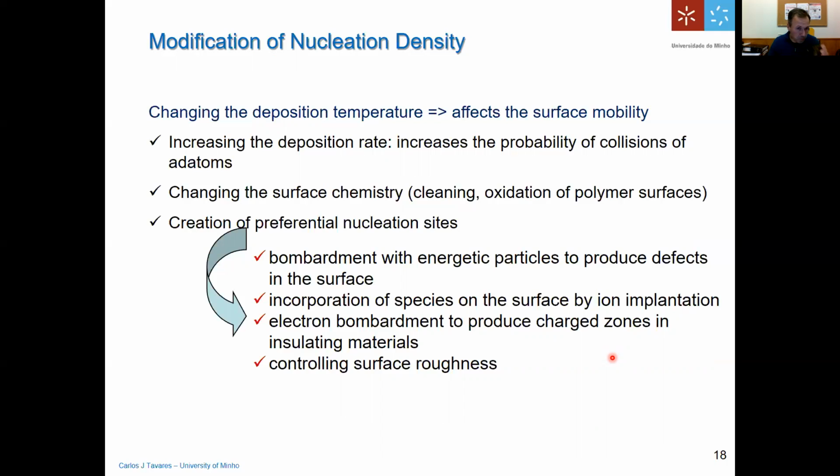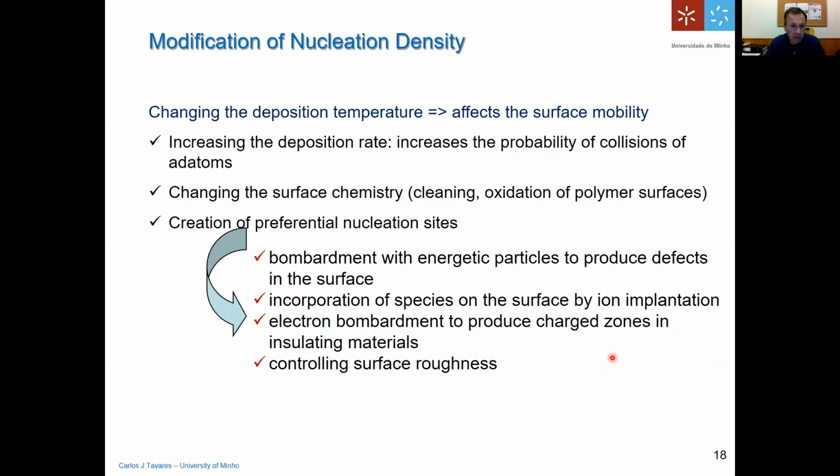By changing the surface chemistry, which means by having appropriate cleaning or avoiding oxidation, or especially on polymer surface, you also can hinder or you can increase the nucleation density depending on what you require. Because in some cases you really need to increase the nucleation density, but in other cases, for specific types of materials, we actually want to slow down the nucleation density. So it really depends on what you want.